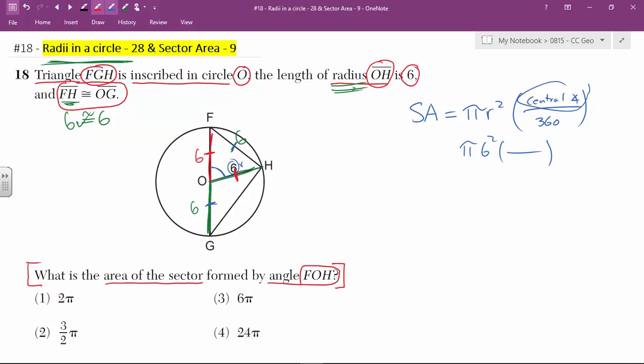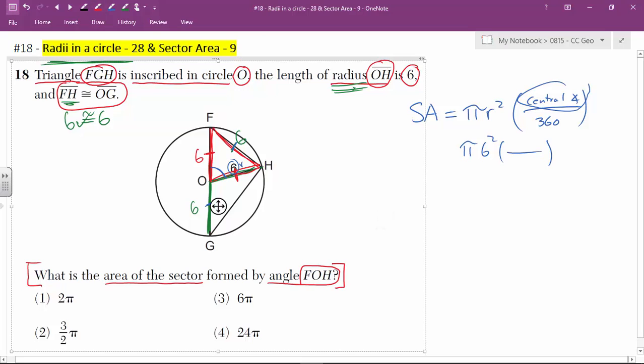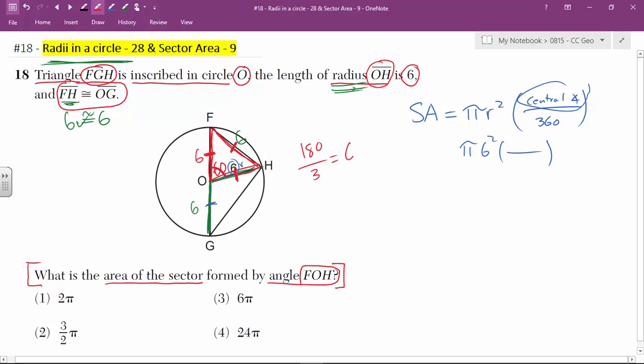And what's neat is this triangle here is really an equilateral triangle: side, side, side, and they're all congruent. So I know in an equilateral triangle, not only are all the sides congruent, all the angles are congruent. And in fact, they'll be 60 degrees. It'll be 180 divided by 3, which is 60. So now I know my central angle. My central angle is 60 degrees. So I can now finish this. I can figure out what sector area is.